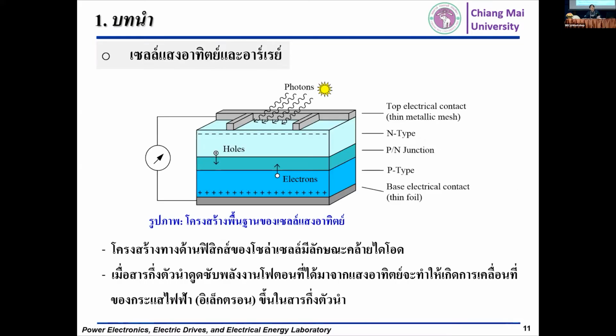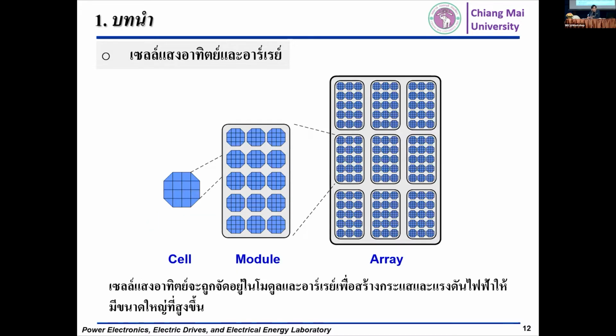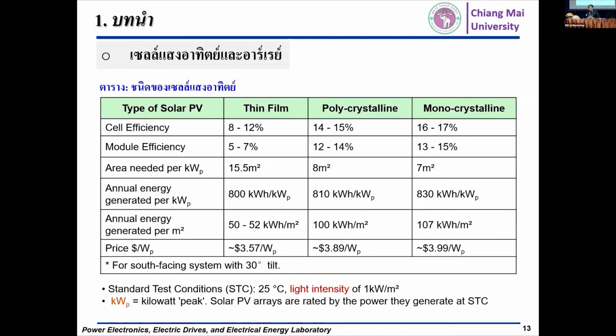This line shows you the basic concept of how the solar cell generates electric energy. It looks like the PN junction of a diode, and here is a very important part of the solar cell: first the cell, then the module, and then the array, which is the solar panel, to generate bigger voltage and current in DC from the sunlight.